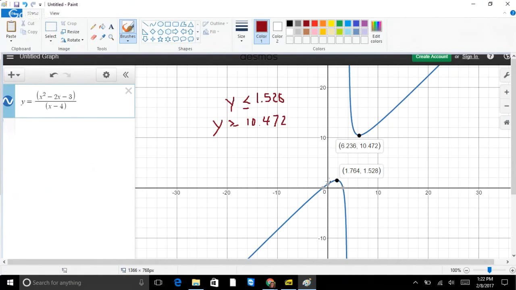The y can't have any value that's between those two values. So we can never have this function have, for example, y equals 6. That wouldn't be possible. Okay, so that is 8.2 and 8.3. Hopefully that all made sense.